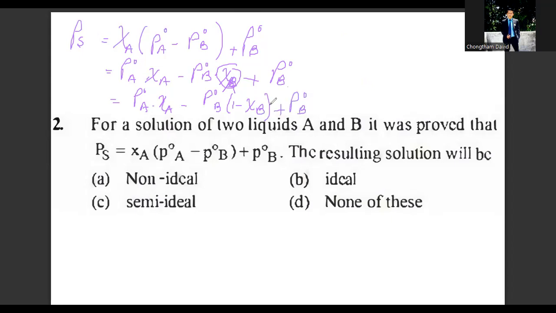So from this given equation, you input the values and you can easily answer the question. Therefore, the pressure of the solution is now equal to the pressure in pure state P naught A into mole fraction of A plus P naught B into mole fraction of B. So this is the condition for an ideal solution. So B is the answer for question number 2.